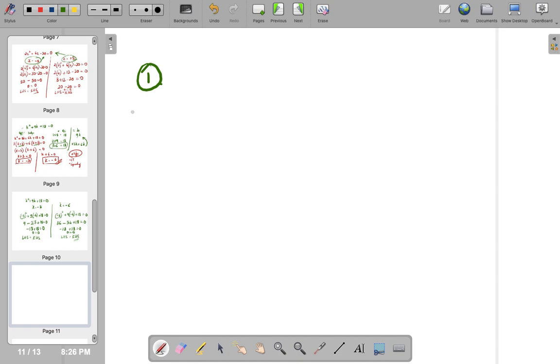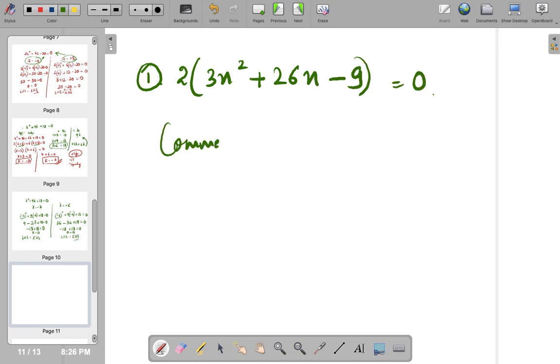I'm going to give you another question. 2 times 3n square plus 26n minus 9 equal to 0. Comment down your answers.